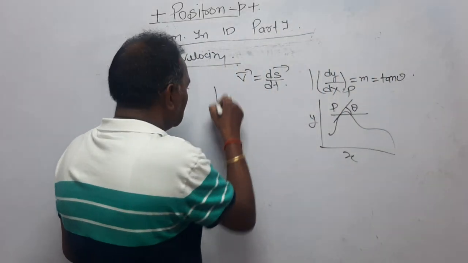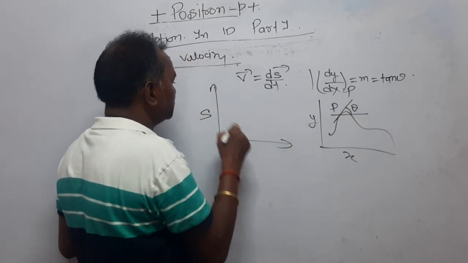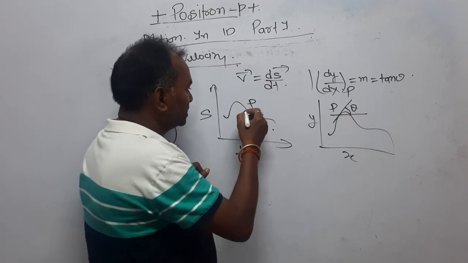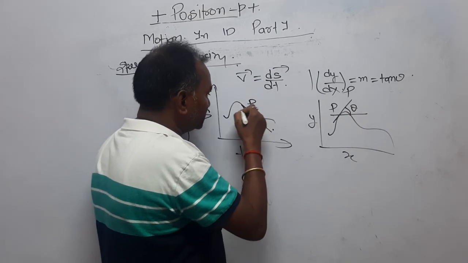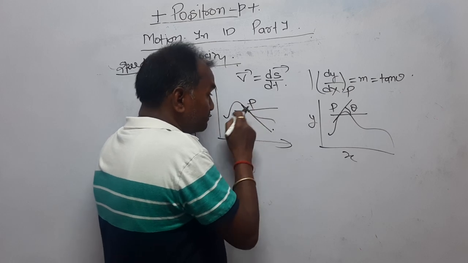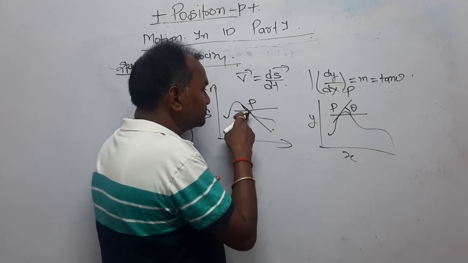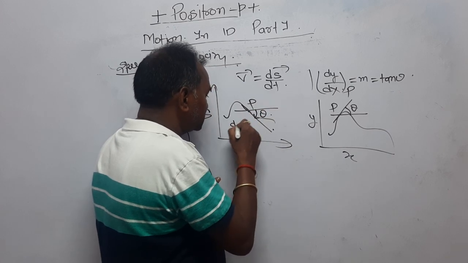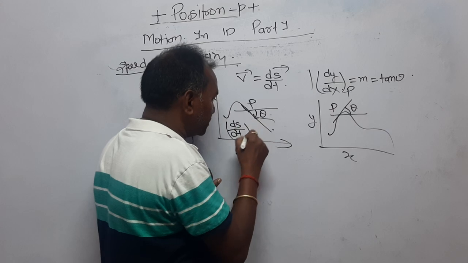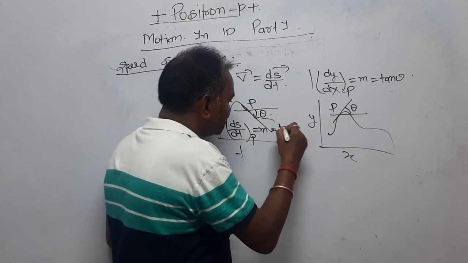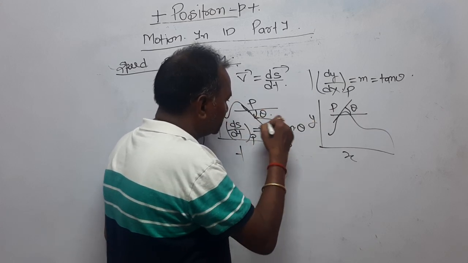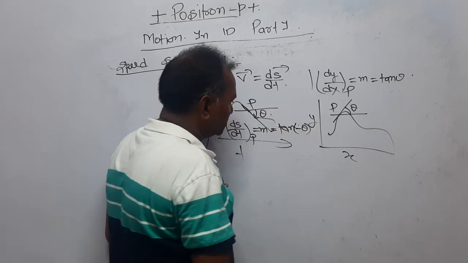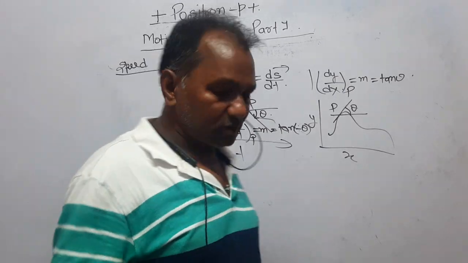So if it is the graph between s and t, displacement and time, and point P this time is here, then its tangent will be like this. Draw a line parallel to the x-axis meeting point P, and in this case the slope, or ds upon dt at point P, is equal to m is equal to tan. This is clockwise, so you have to consider minus theta, tan minus theta, like this. In this way you can solve.